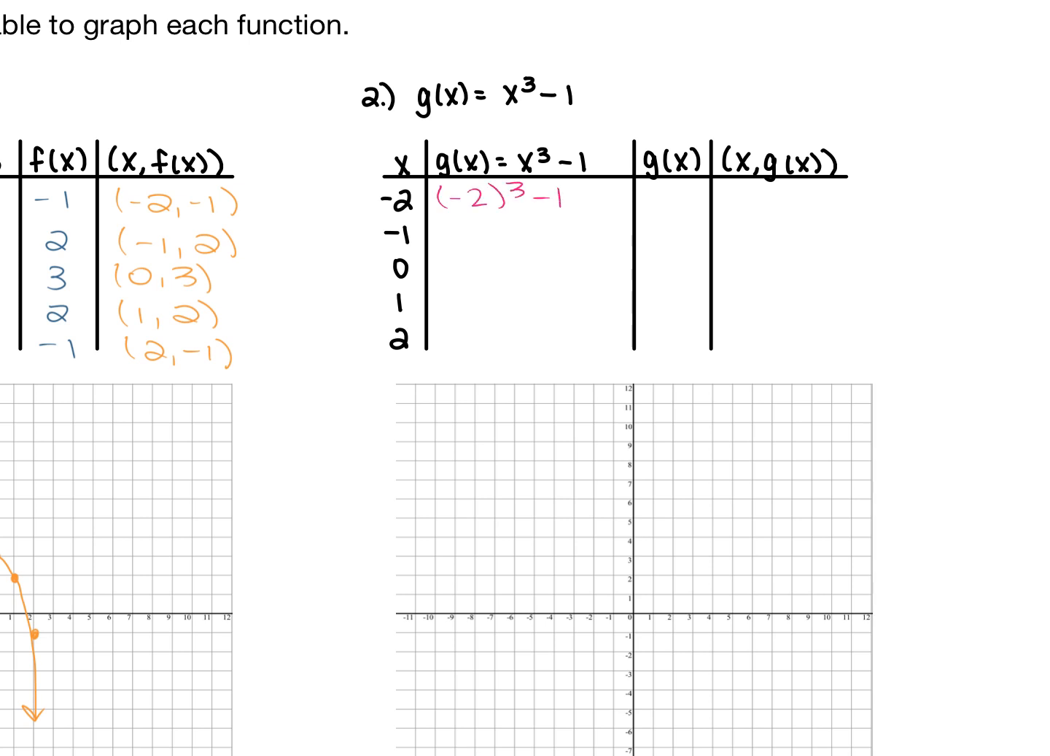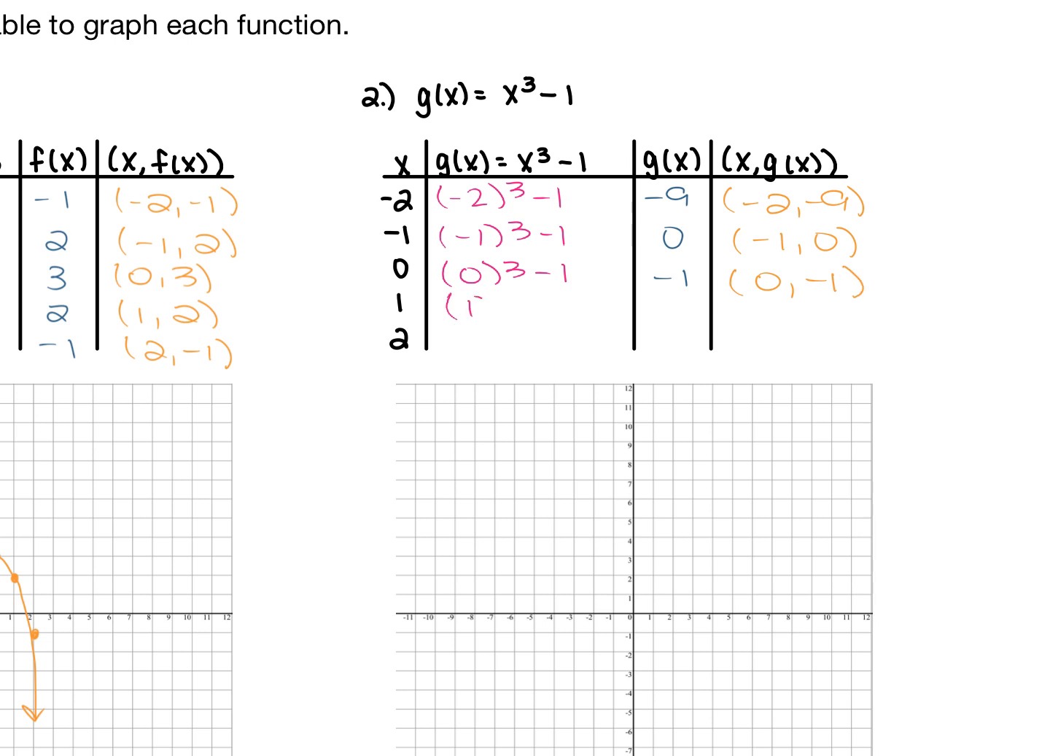So with the -2, we're going to have -2 cubed minus 1. That -2 cubed is 8, or -8, sorry. Minus 1 is -9. So that gives you the ordered pair, -2, -9. Next, you have the -1, so that's going to give you -1 cubed minus 1. -1 cubed is -1, minus 1 is 0. So that's the ordered pair, -1, 0. Next, you have 0, so 0 cubed minus 1. That's just -1, so that's the ordered pair, 0, -1.